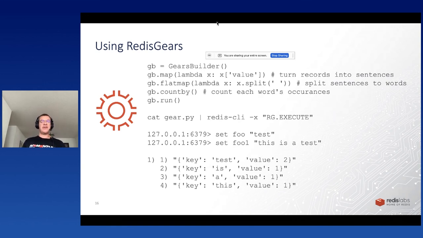And gb.countby is then an aggregation function that simply counts the number of occurrences of a key value in the database. So if you then subsequently say gb.run, what this does is essentially take all of the keys, foo and foo1, split these strings up based on spaces, and then count the word occurrences. And that's exactly what you see in the result set displayed at the bottom of the slide. So the test key is counted twice, because foo consists of test and foo1 has a test in it. And then all of the other substrings just have one occurrence, because there's only one this, only one is, only one a. So this is a poor man's word counting algorithm implemented by the gear at the very top.